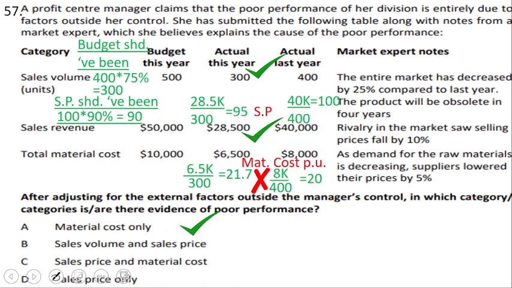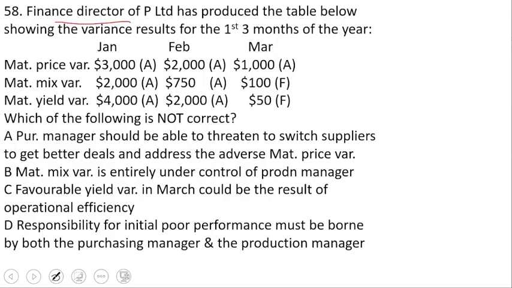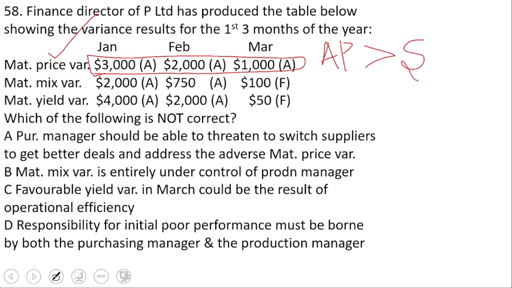Now moving to question number 58. The finance director of P Limited has produced a table below showing the variance results for the first 3 months for the year. So you have got a material price variance continuously adverse. What do you mean by material price variance adverse? It means that the actual price has always exceeded the standard price.